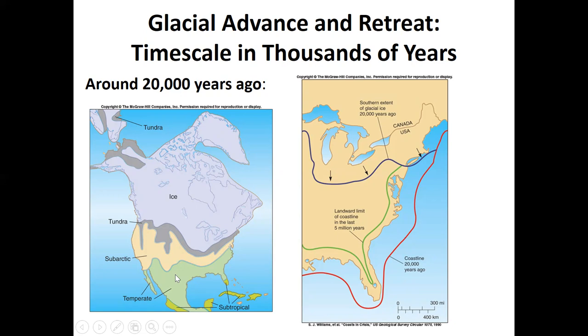Texas climate, and Louisiana and the Carolinas, their climate would be like ours today. Where we are now, we would be the tundra, if not under ice. Actually, we would be under ice. And so this was the southern extent of the glacial ice. Right here, you can see we were actually under ice, because right here it was the edge of the ice sheet. And this was the coastline. The red line is the coastline.